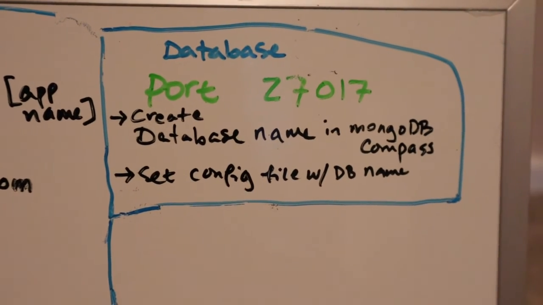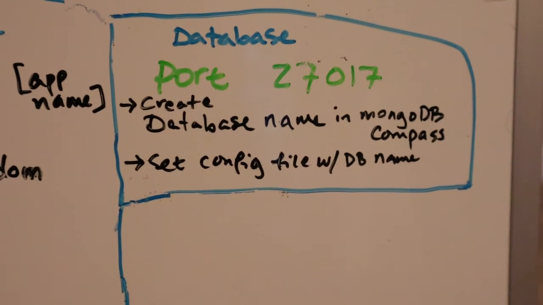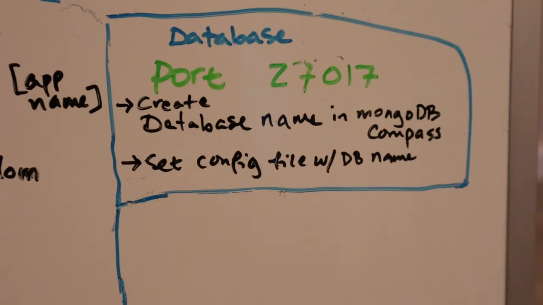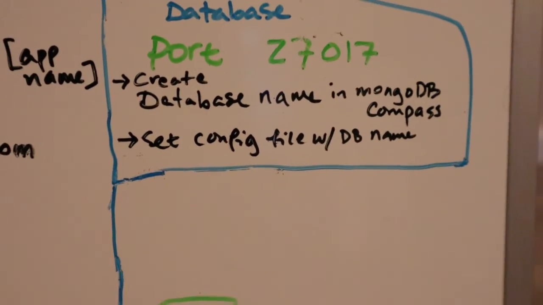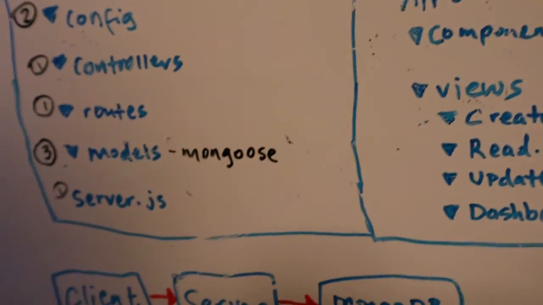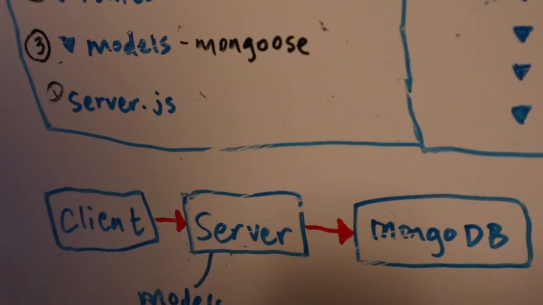And for the database, you would open the Compass app you would have downloaded and create a database. Name the database something, and then that's where you would configure under model with Mongoose.